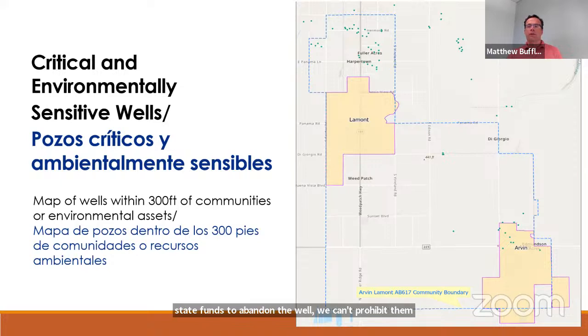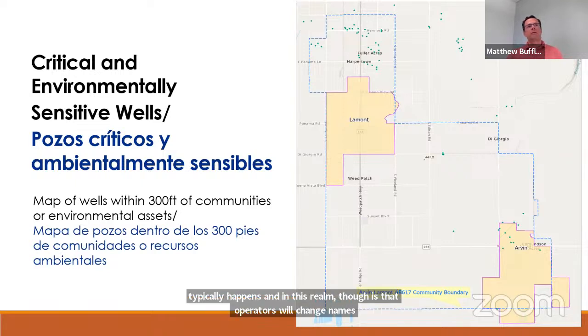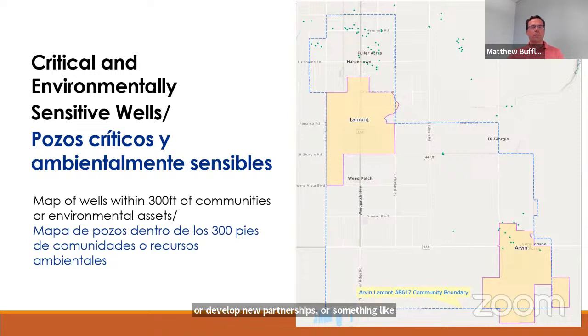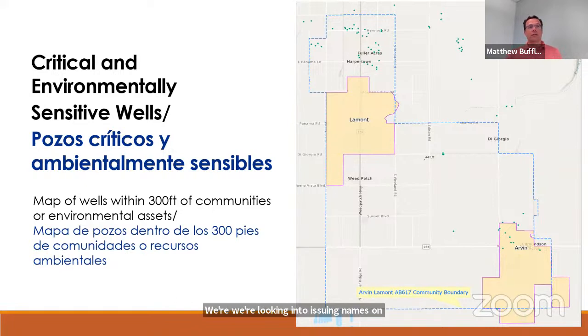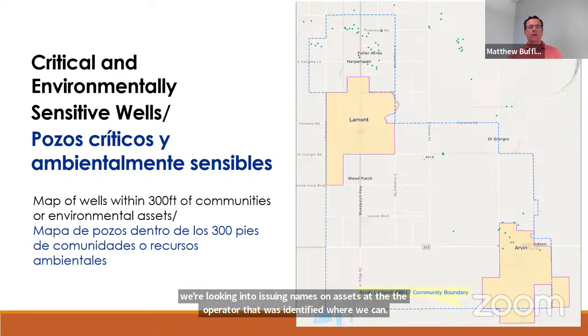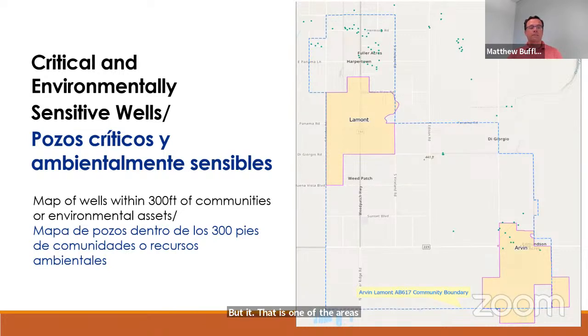I think what typically happens in this realm, though, is that the operators will change names or develop new partnerships or something like that. And then, yes, we can't hold those new partnerships responsible for the older operators. Where we can, like Courtney said, we're looking into issuing liens on assets at the operator that was identified. But that is one of the areas that we're limited at CalGEM.